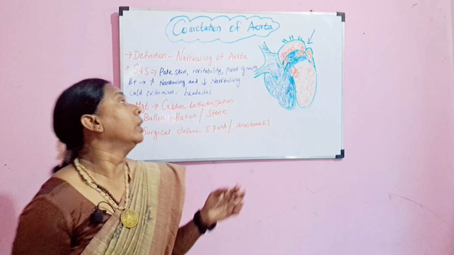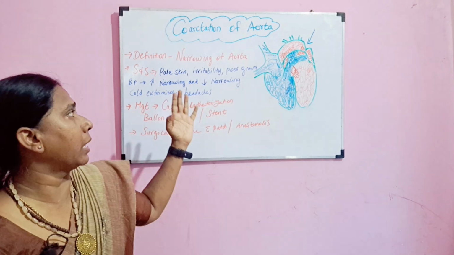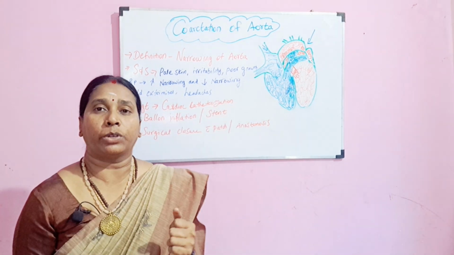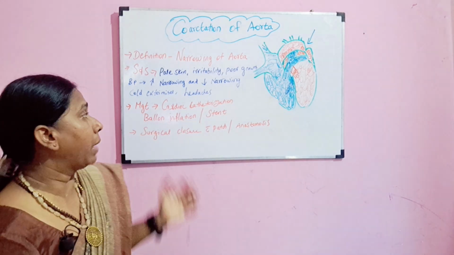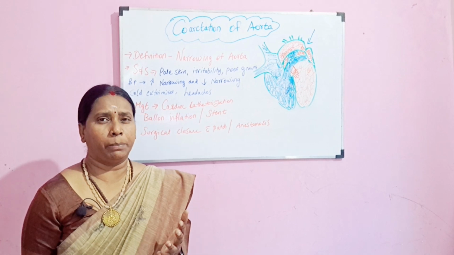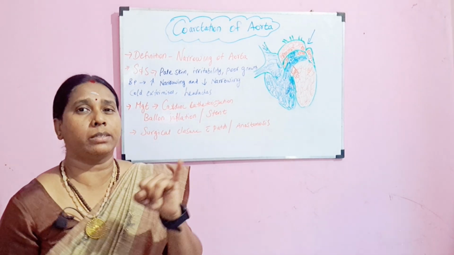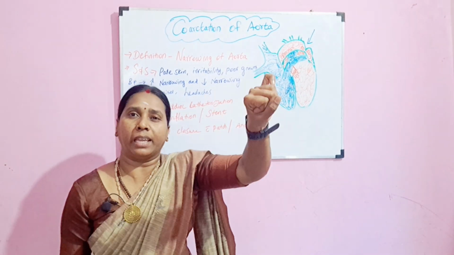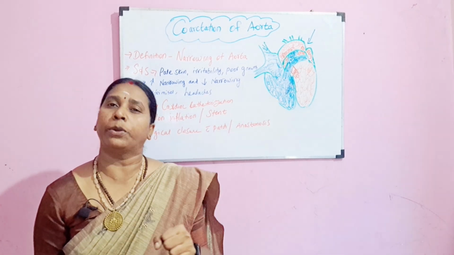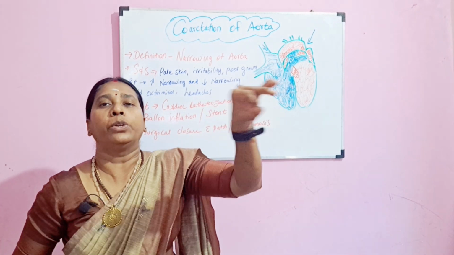Okay, so you have to remember these are the signs and symptoms when we are coming to coarctation of aorta, followed by management. So management, what way will we be doing? First is cardiac catheterization. Just remember there is a narrowing of the aorta, so what we are going to do is remove that narrowing part.